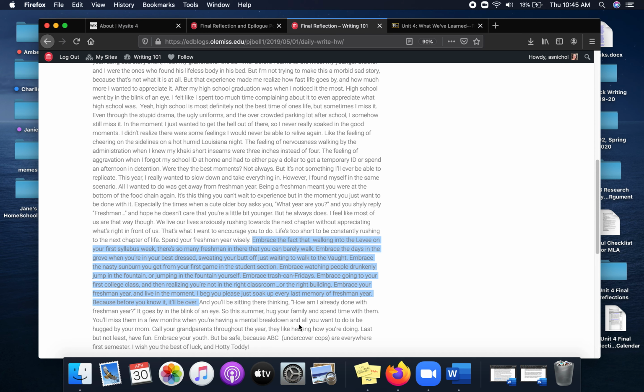So she says, "Embrace the fact that walking into the levee on your first syllabus week, there's so many freshmen in there you can barely walk. Embrace the days in the Grove when you're in your best dress, sweating your butt off, just waiting to walk to the vault." Notice again, she's using specific terms: the vault, the Grove, the levee. She says, "Embrace the nasty sunburn you get from your first game in the student section, watching people drunkenly jump in the fountain, or jump in the fountain yourself," right? So even just by reading this, a lot of you are probably having these memories too of your first year. And so that's what you want to think about. And when I say add those specifics, add those things that people could connect to if they've had a similar experience.